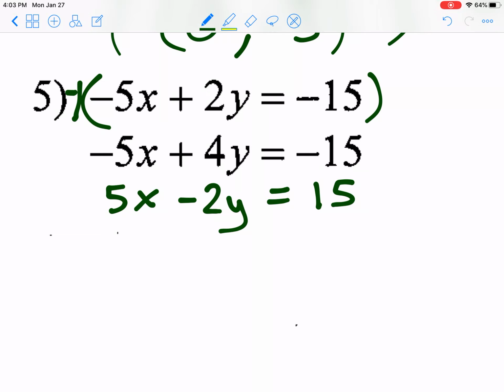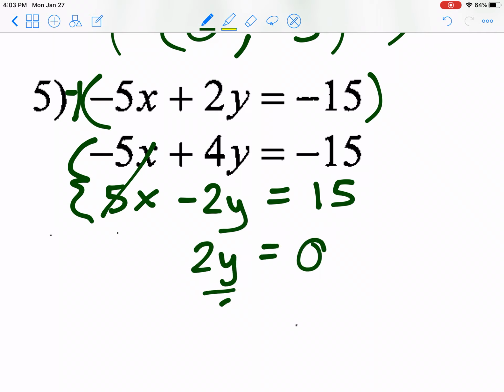Okay, so now I can add these two equations together, and the x's will go away, which was what we wanted. So one little step and I got there. -5x plus 5x, that's 0. 4y minus 2y is 2y. -15 plus 15 is 0. Divide by 2, and we have that y equals 0.